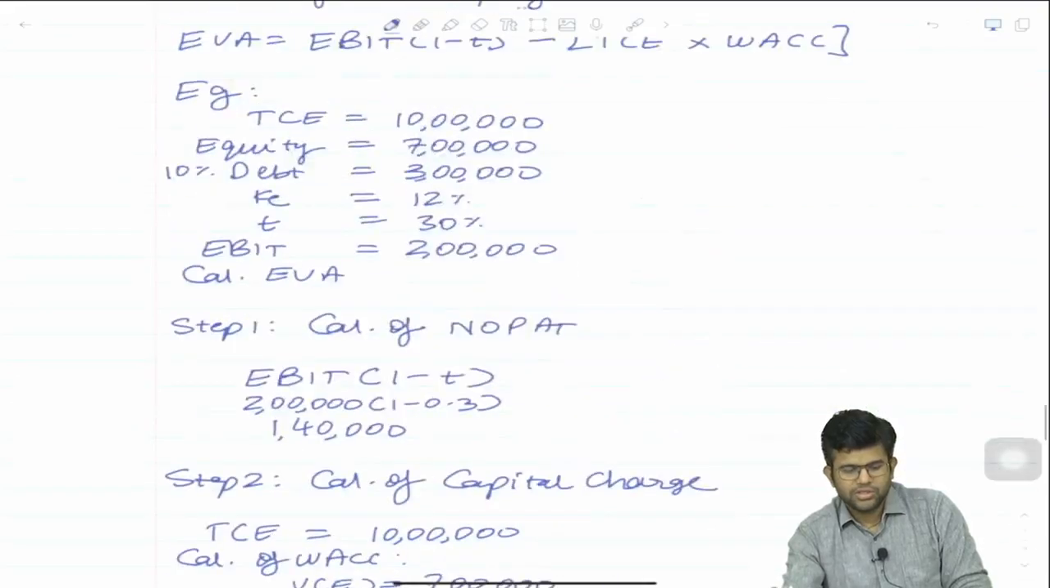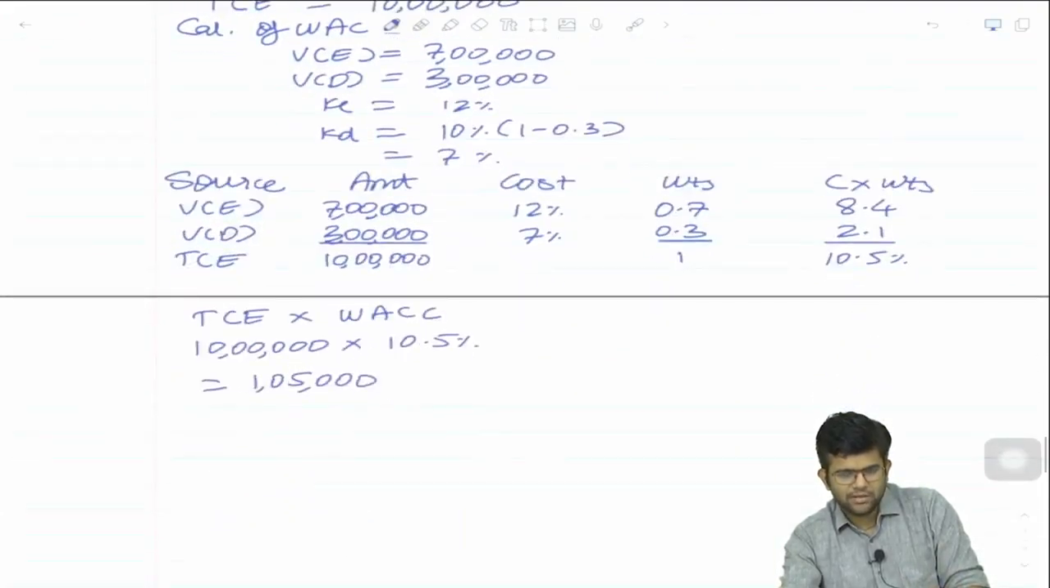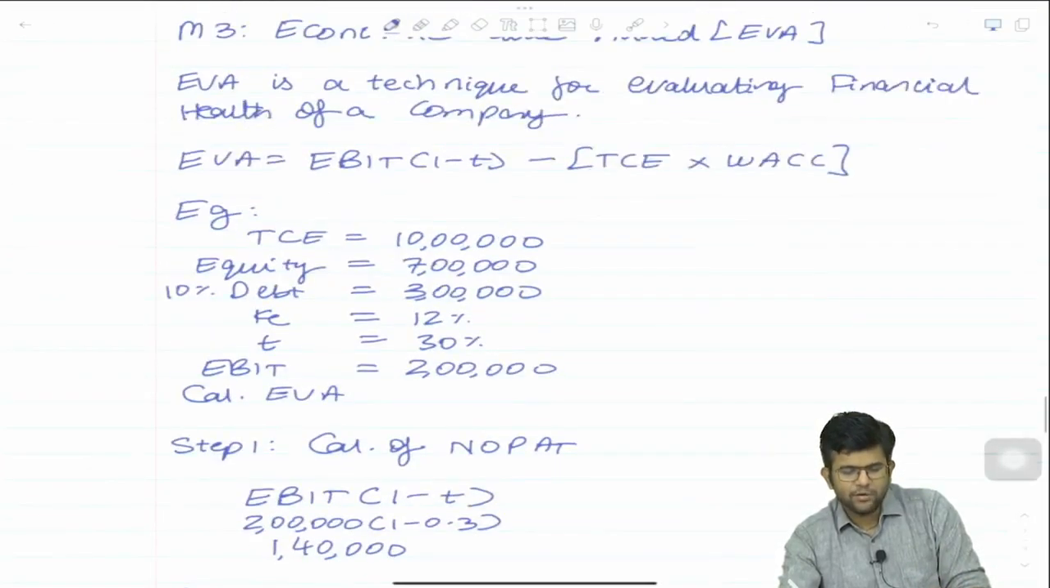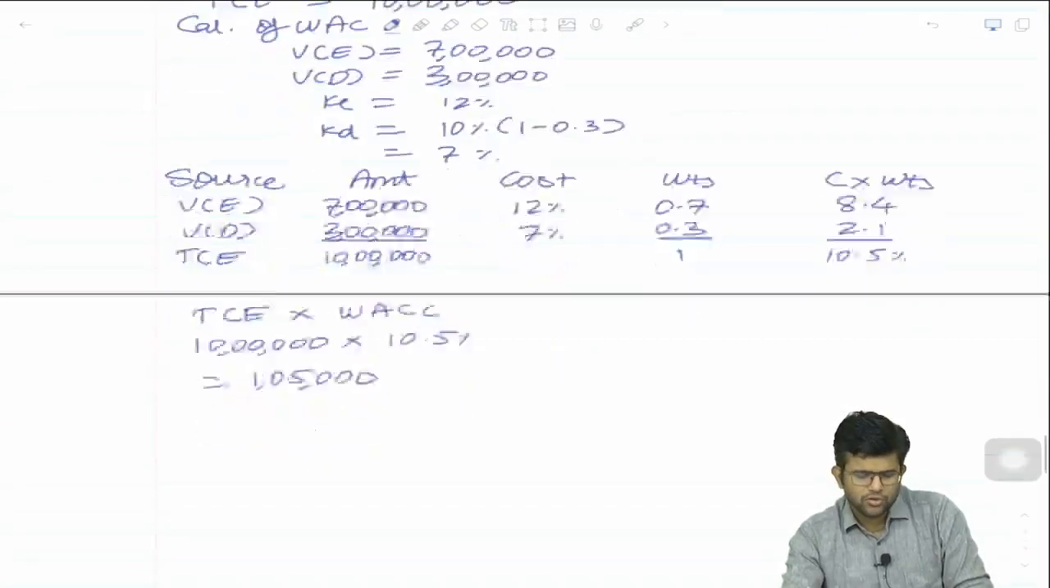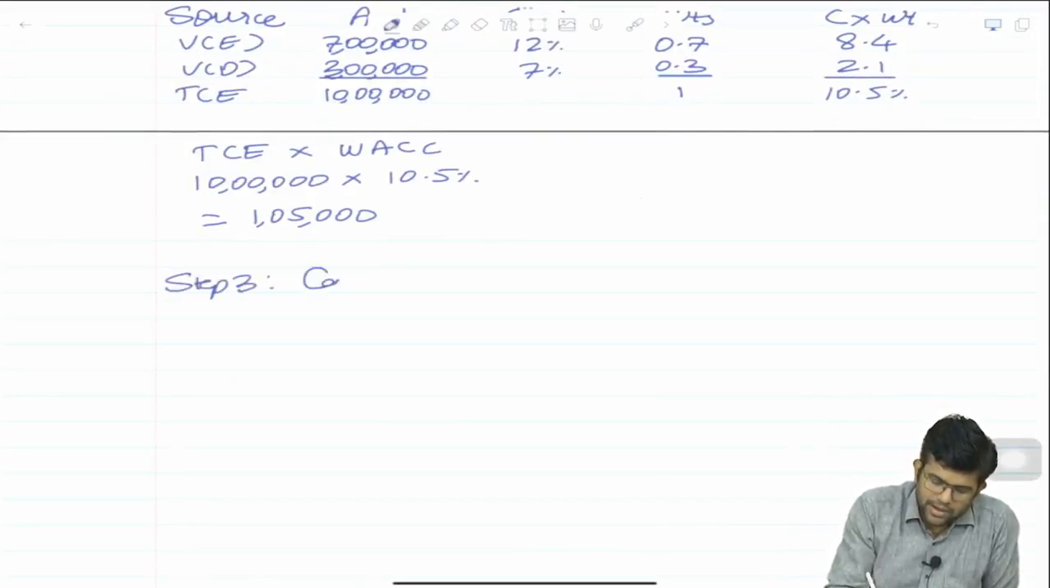Now, step 1 we calculated something called NOPAT. Step 2 we calculated capital charge. And step 3 will be to finally use this formula and calculate EVA. Everyone clear? We'll calculate EVA now. You have everything, no? So step 3, calculation of EVA.